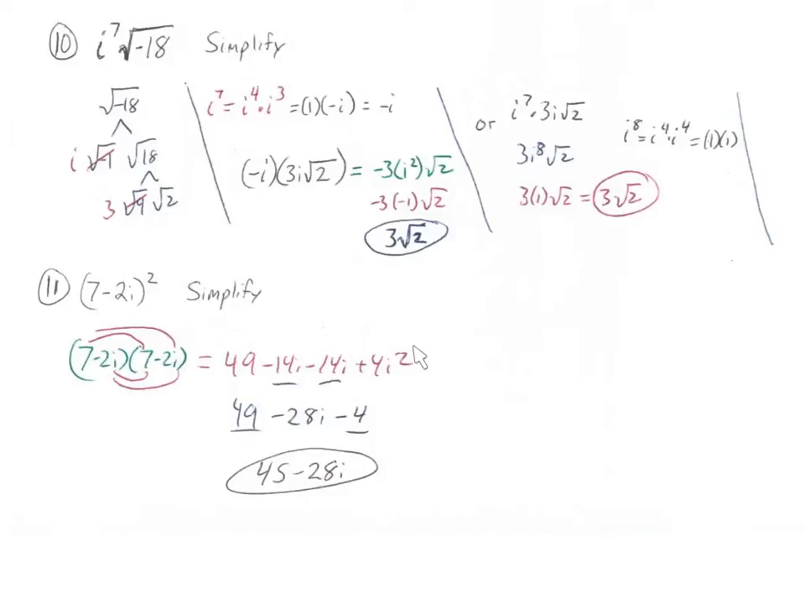which is 4i squared. Then you combine the like terms, those become negative 28i, and this becomes i squared times 4. i squared is negative 1, so negative 1 times 4 is negative 4. All right, and then 49 and negative 4 combine to get 45. So right there is your complex number, 45 minus 28i.